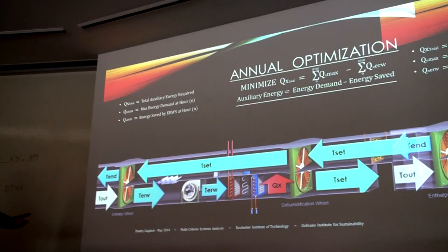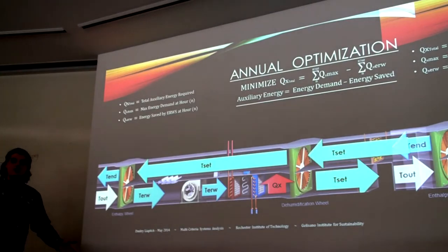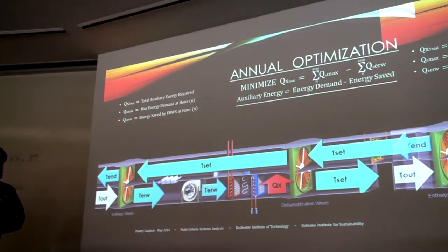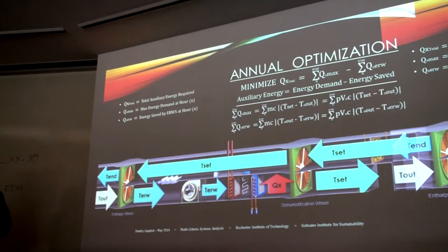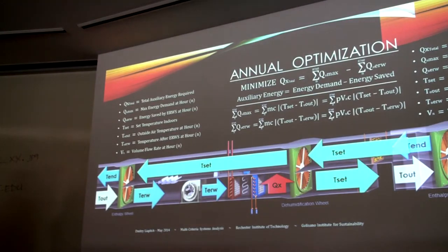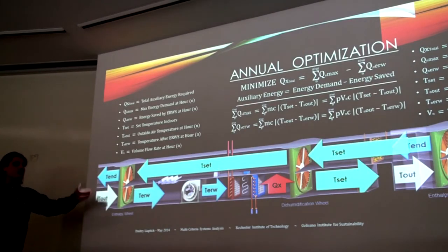And we're looking at an annual optimization. So we're actually summing this result for every hour in the year. So it makes 8,760 points for each of the variables. So in the end, it's about 26,000 variables that are being calculated each time. So here's what the annual optimization model looks like.